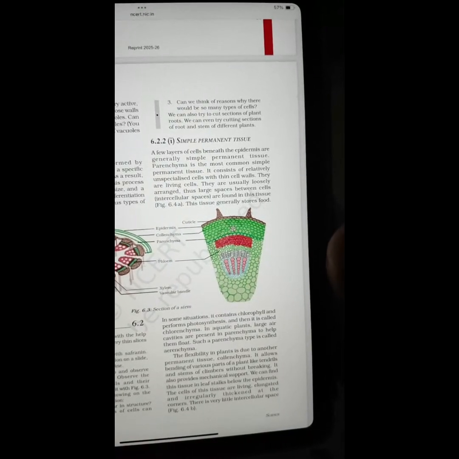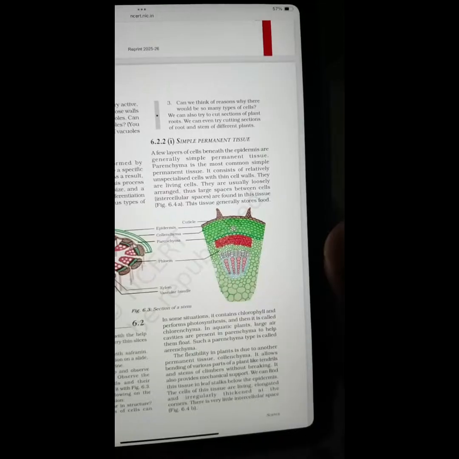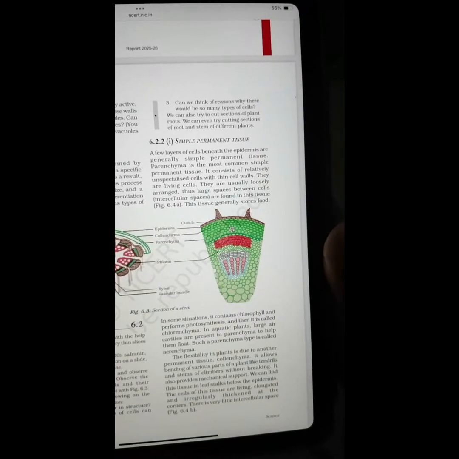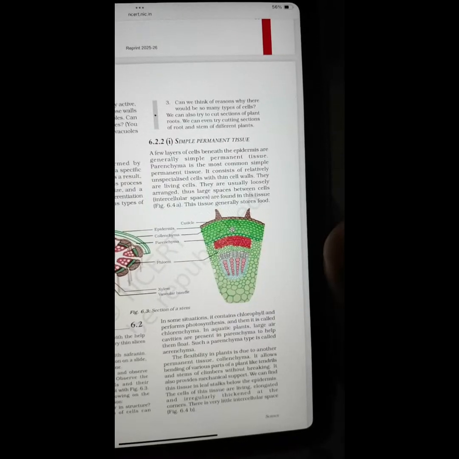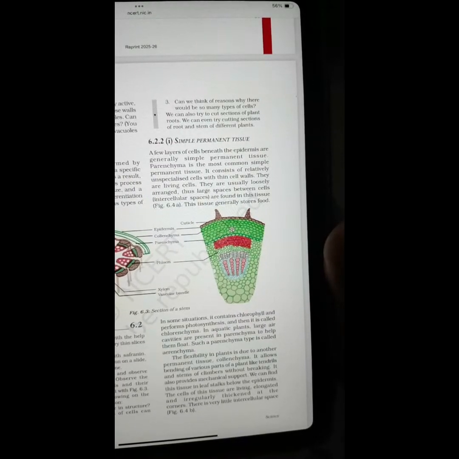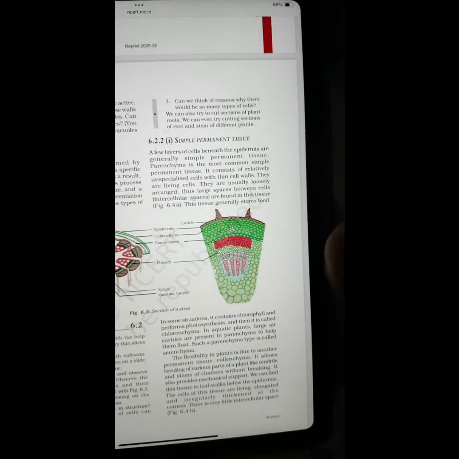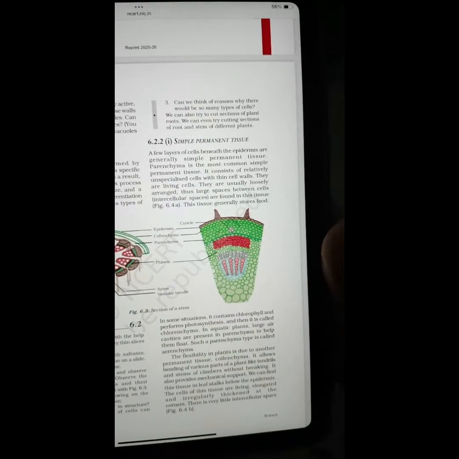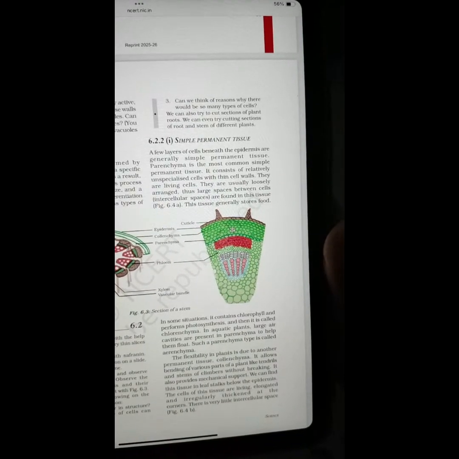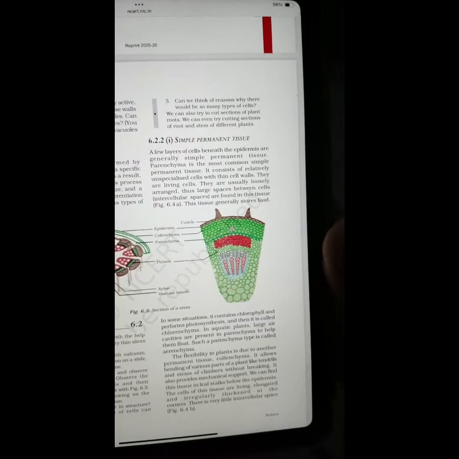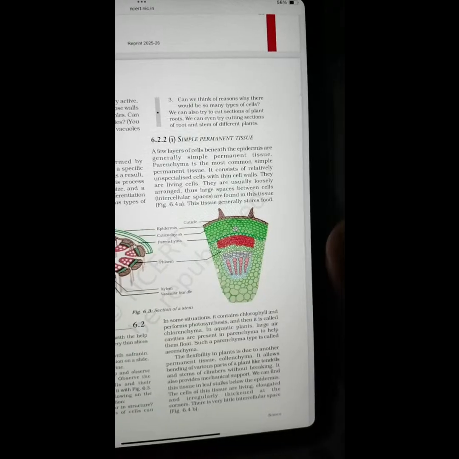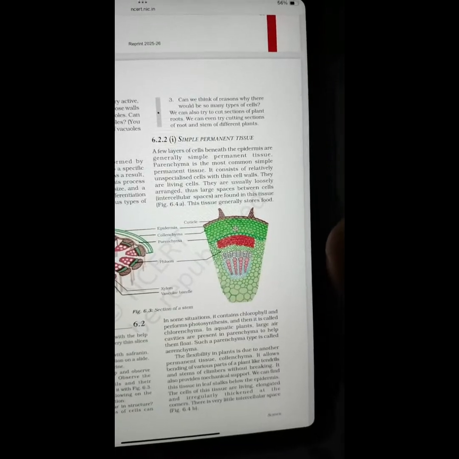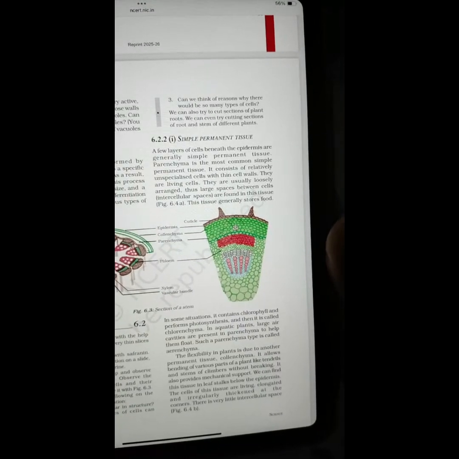6.2.2.1 Simple permanent tissue. A few layers of cells beneath the epidermis are generally simple permanent tissue. Parenchyma is the most common simple permanent tissue. It consists of relatively unspecialized cells with thin cell walls. They are living cells. They are usually loosely arranged, thus large spaces between cells or intercellular spaces are found in this tissue. Figure 6.4a. The tissue generally stores food.